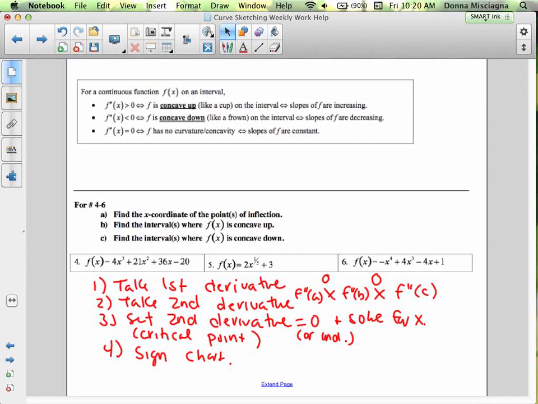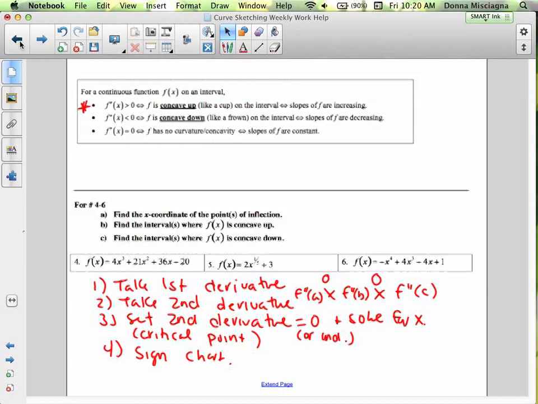Now, on your sign chart, if it is greater than 0, it's concave up. Less than 0, concave down. All right? So that's how you'll determine concavity using your sign chart. That's all there is to this one. You only have to find the x-coordinate of the point of inflection, so you do not need to plug it back in. And that's it for this one.